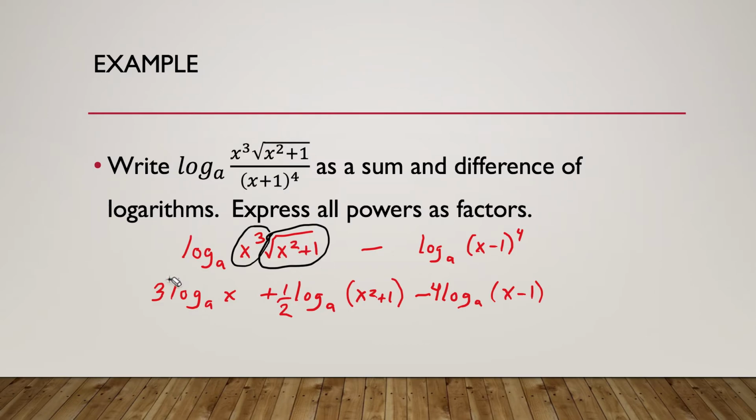All right, so as our final answer, we have 3 log base a of x plus 1/2 log base a of x squared plus 1 minus 4 log base a of x minus 1. And actually, I'm seeing a mistake there. That minus 1 on the denominator was actually a plus. So let me fix that real quick.